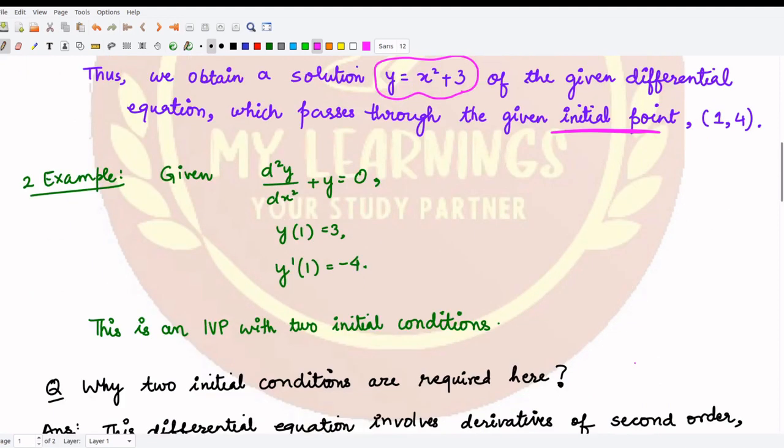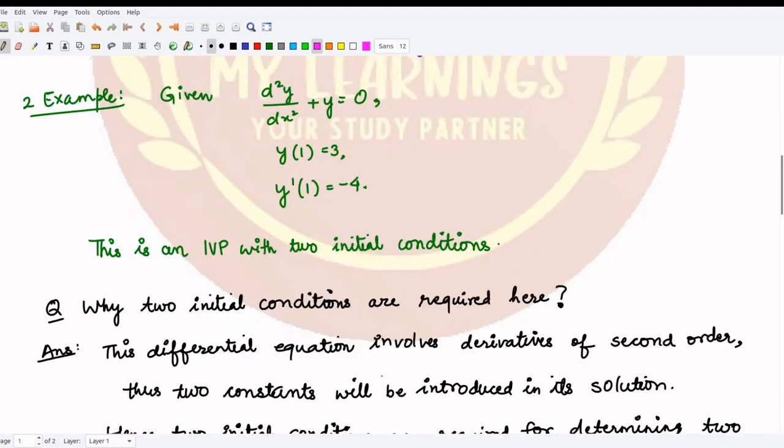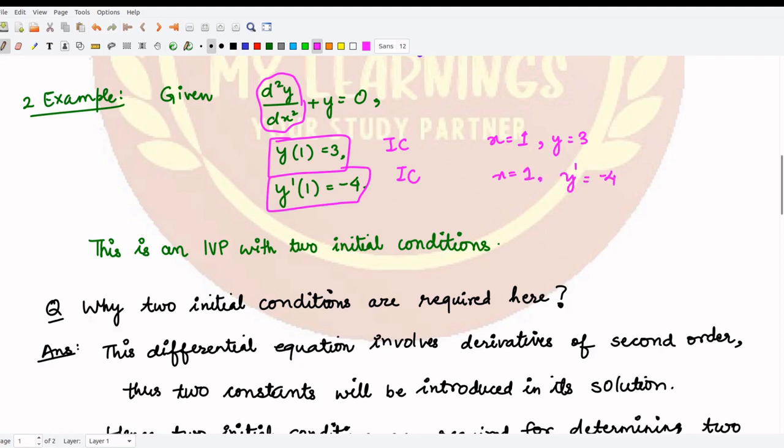I have selected this problem because here you'll see in a moment. The problem is we are given a second order differential equation which is d2y by dx2 plus y is equal to 0. So you see this involves a second order derivative here. Two initial conditions are given to us. One is given for y, that means whenever the value of x is equal to 1, the value of y is equal to 3. And the second initial condition says that whenever the value of x is equal to 1, the first derivative is given to be minus 4, right? So these two conditions are given to us.